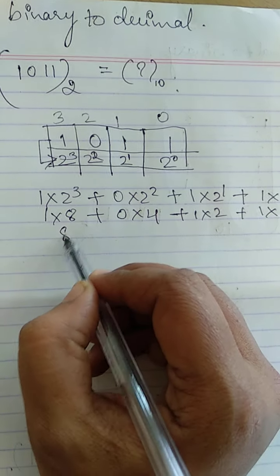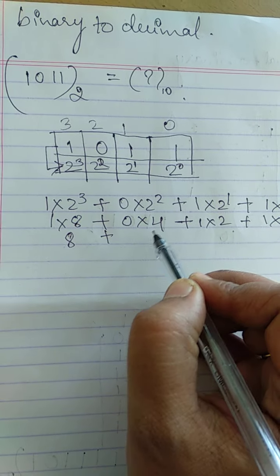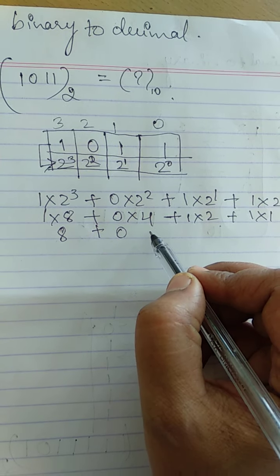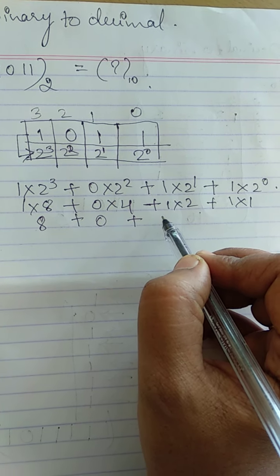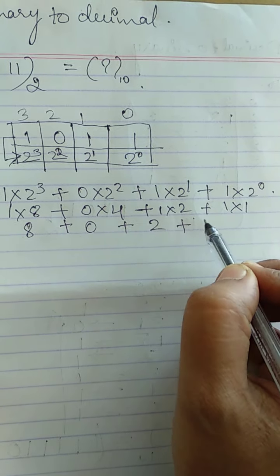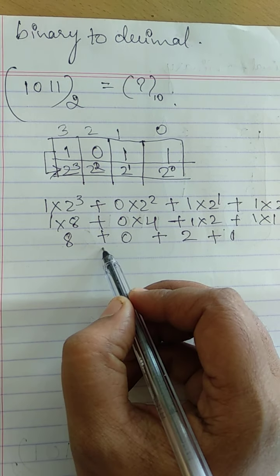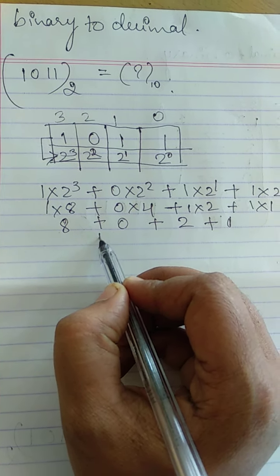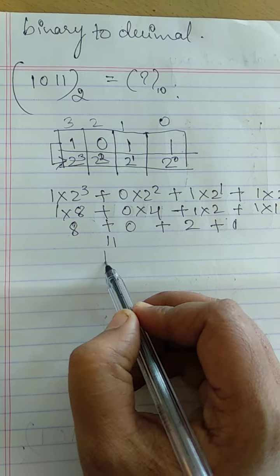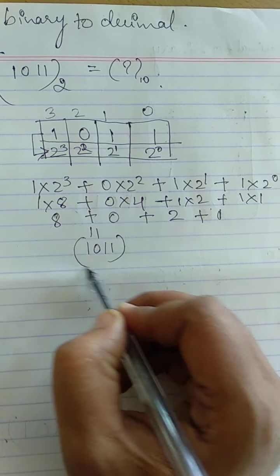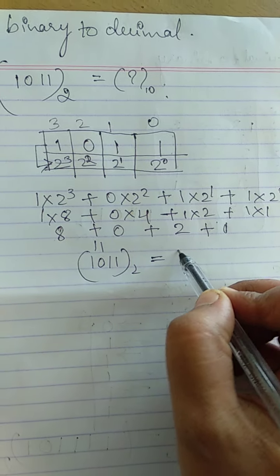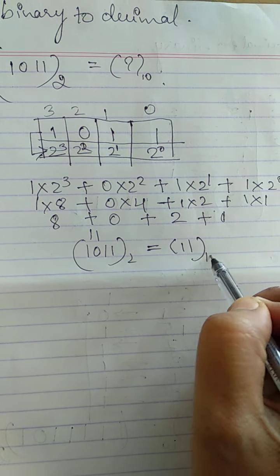So 1 into 8 is 8. 0 into 4 is 0. Then 1 into 2 is 2. Then 1 into 1 is 1. 8 plus 2 plus 1 is 11. So for the binary 1011 base 2, we got the decimal 11 base 10.